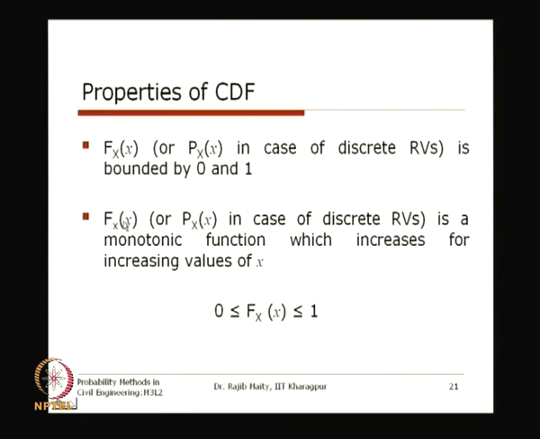Secondly, this Fx or this Px is a monotonic function which increases for the increasing values of x. So this is bounded by 0 to 1. Again, this is a monotonic function which increases with x. This can also be seen from this graph. That is, as we are adding up the areas, as we are adding some quantity to the previous value, obviously this function will always increase with the increasing values of x. So these two are the properties of the CDF.